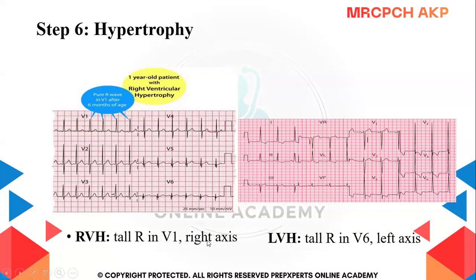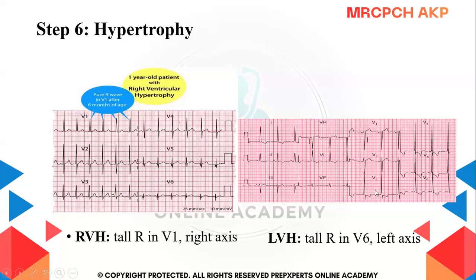Then you get the right axis as I already told you. So if you find right ventricular hypertrophy, look for right axis deviation, but if you follow this scheme in the exam, it will be very easy for you. So if you get the right axis, always look for right ventricular hypertrophy.